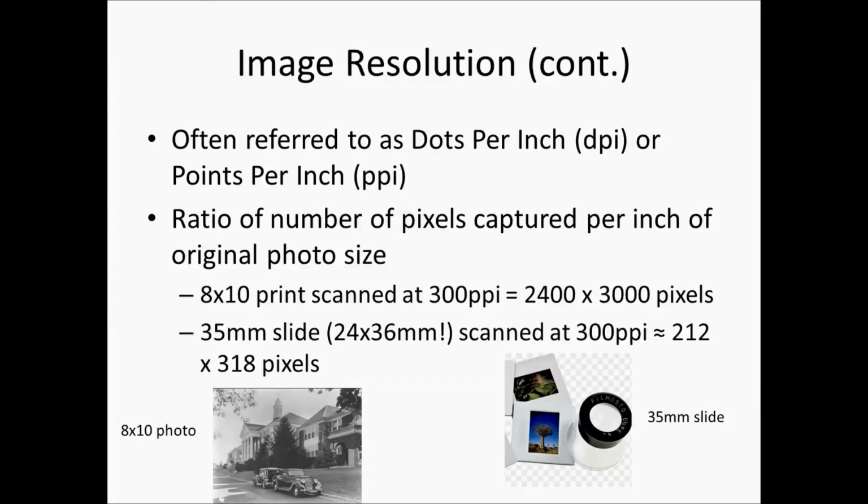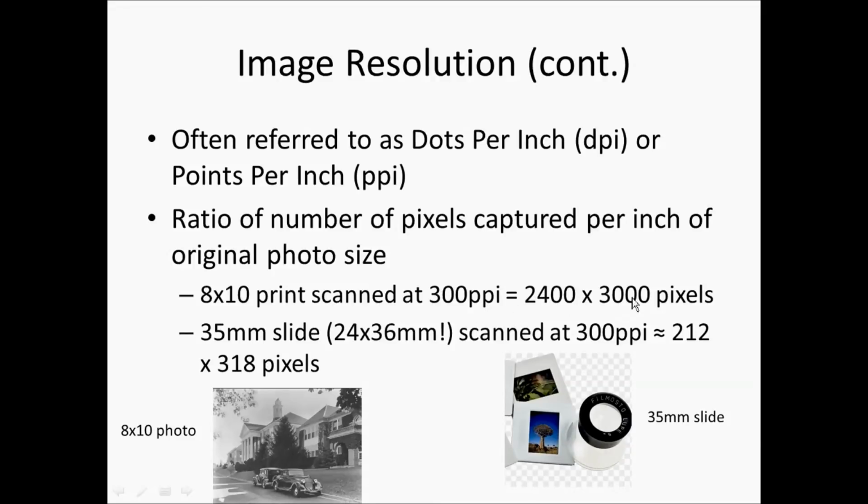Okay, image resolution continued, often referred to as dots per inch, as I just mentioned, DPI, or points per inch. I use DPI a lot. I don't know why. I just kind of gone with that, but they're both more or less the same. Ratio numbers of pixels captured per inch of original photo size. So here we have an 8x10 print scan at 300 points per inch.